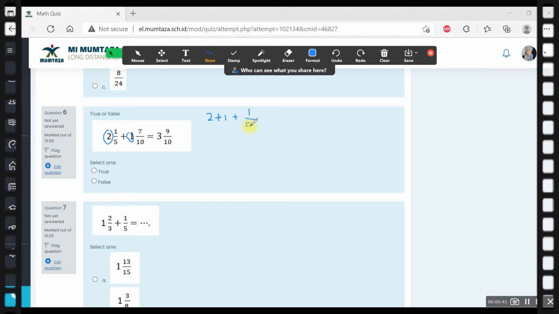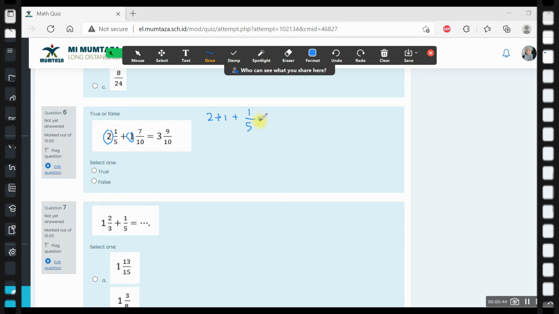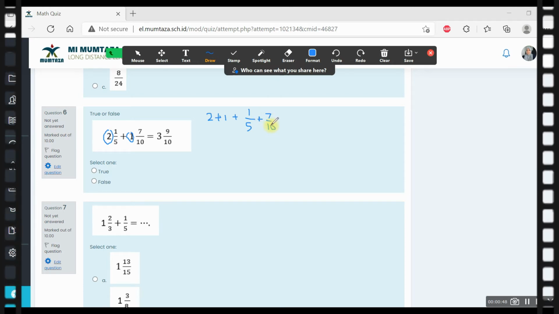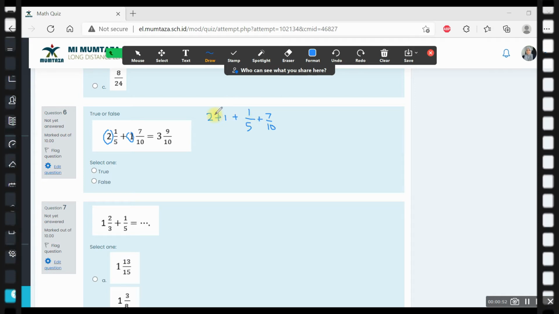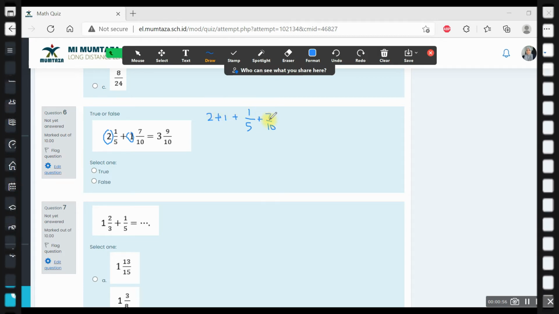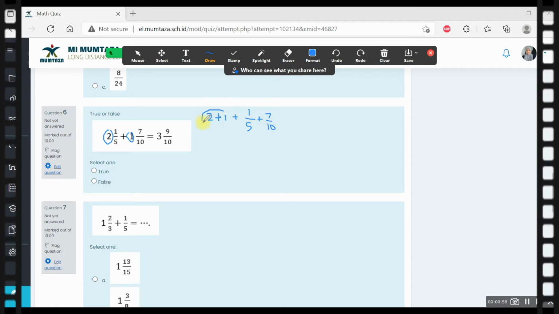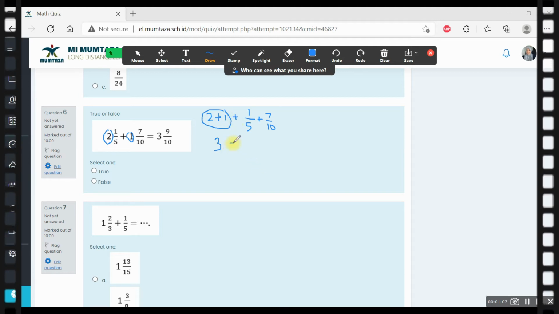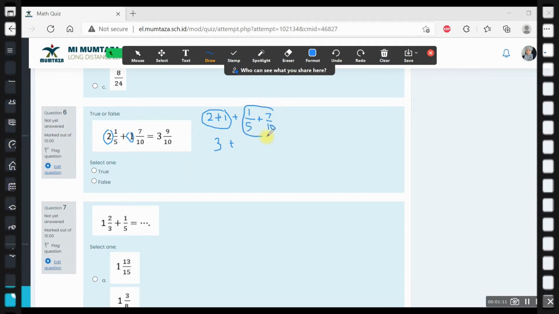1/5 plus 7/10. Now, after we group, we can add the whole number with whole number and the fraction with fraction. The whole number first: 2 plus 1. 2 plus 1 becomes 3. And then this is plus. And then we can add the fraction.